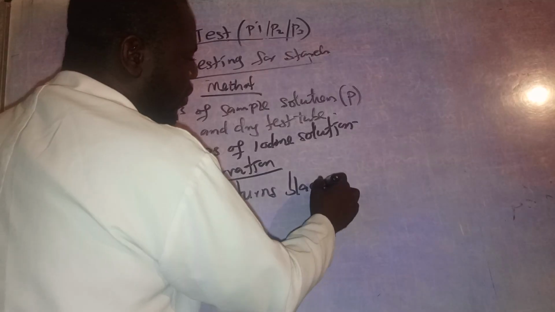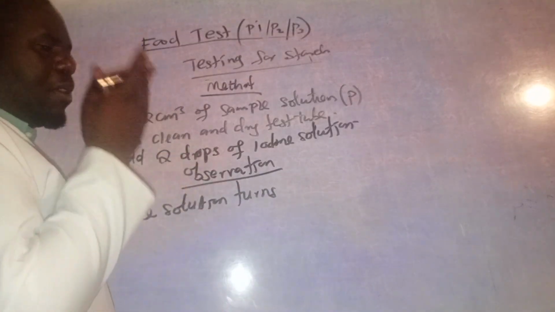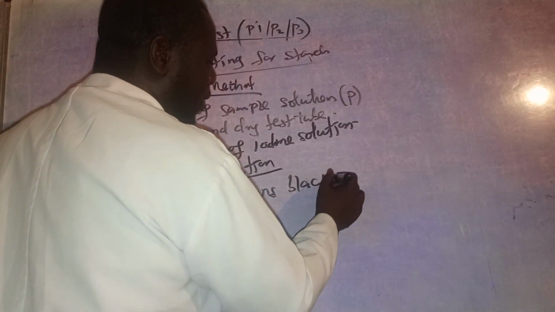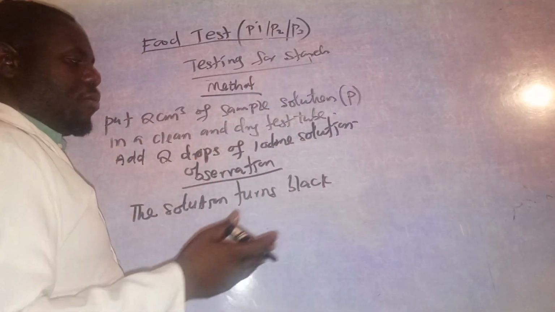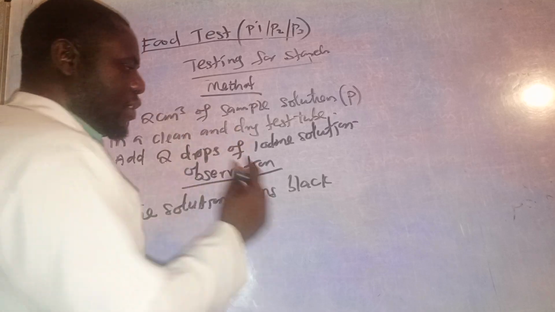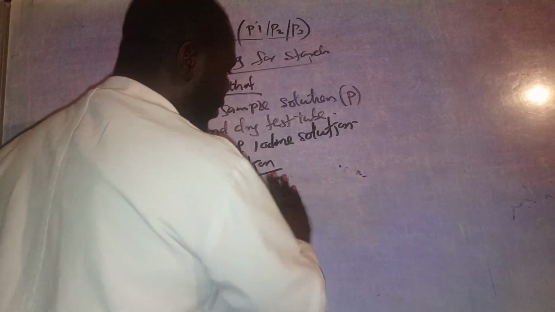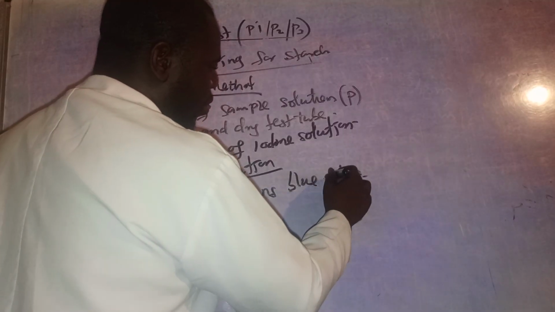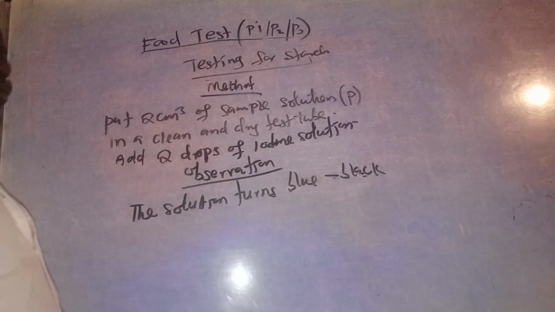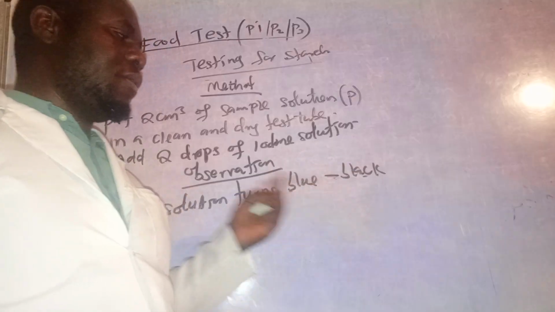So here, mostly the color that will change if the starch is present is blue-black. It's possible you can only see one color, so there's no problem. You can write the final color that you have observed with your eyes. So it can be blue or black, or blue-black.